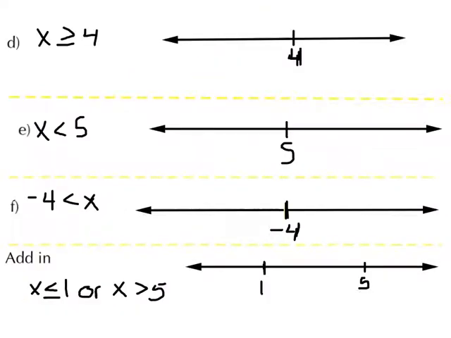Now we're going to jump to using the infinity symbol and dealing with the word or. The first one, x is greater than or equal to 4. I'm going to put a solid dot on 4 because it says greater than or equal to. And then I'm going to shade to the right.